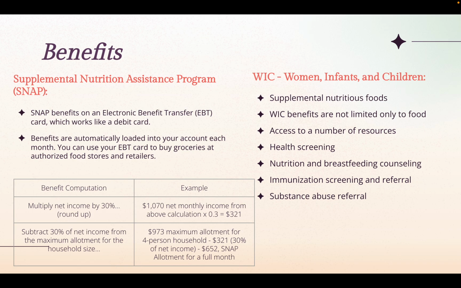Benefits are automatically loaded into your account each month. You can use your EBT card to buy groceries at authorized food stores and retailers. The total amount of SNAP benefits your household gets each month is called an allotment. Because SNAP households are expected to spend about 30% of their own resources on food, your allotment is calculated by multiplying your household's net monthly income by 0.3 and subtracting the result from the maximum monthly allotment for your household size. In the table below, there is an example of benefit computation.